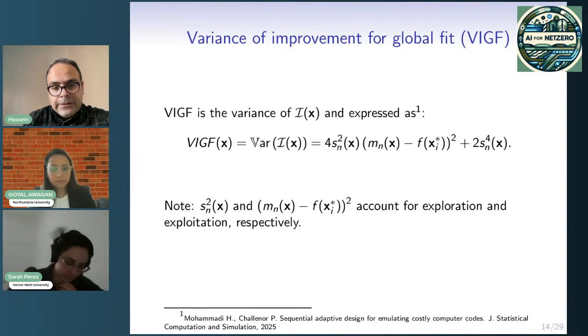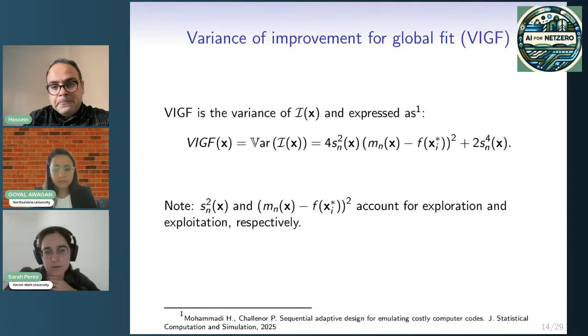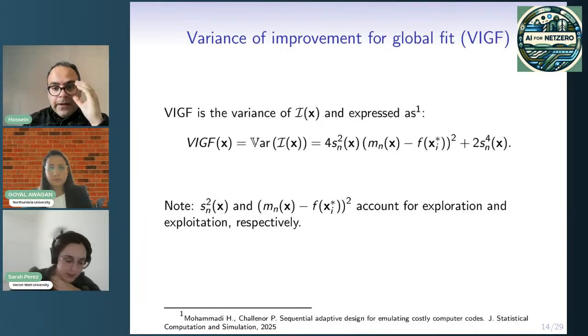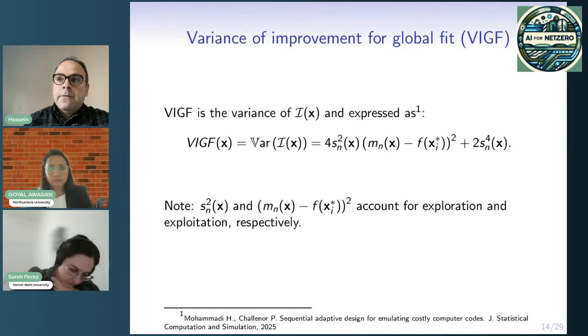In this expression, s squared n represents the exploration, and this quantity is the exploitation term. In fact, we want to find the next sample where the distance between the Gaussian distribution at any point and the closest observed sample has the largest variance. If that makes sense. And we found that this combination provides a quite optimal balance between exploration and exploitation.